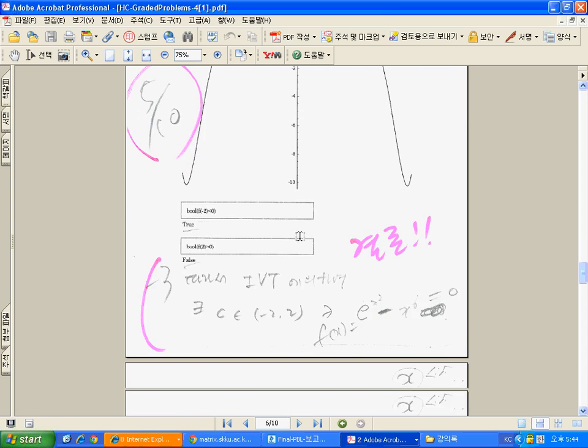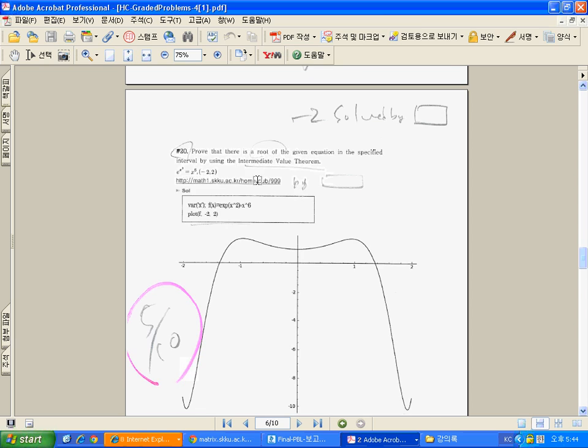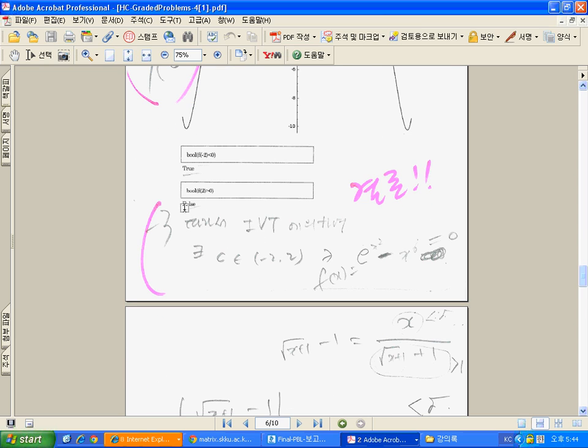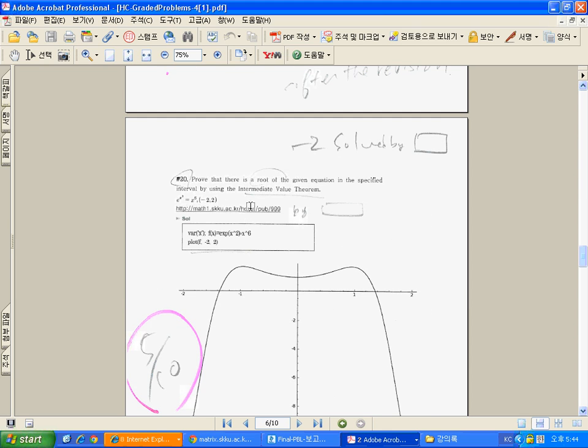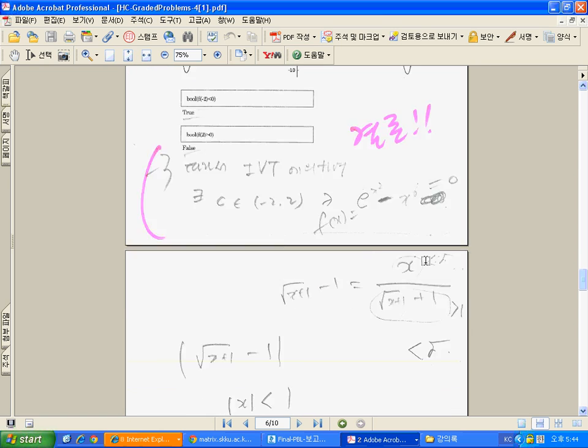And here, the question was made like this. Then you should give the answer, not just the computational result. You should have the answer for the given question. So here the answer is: prove that there exists a root. So you should show with this experiment or simulation that there exists a root such that f of x is equal to 0. That should be your answer.